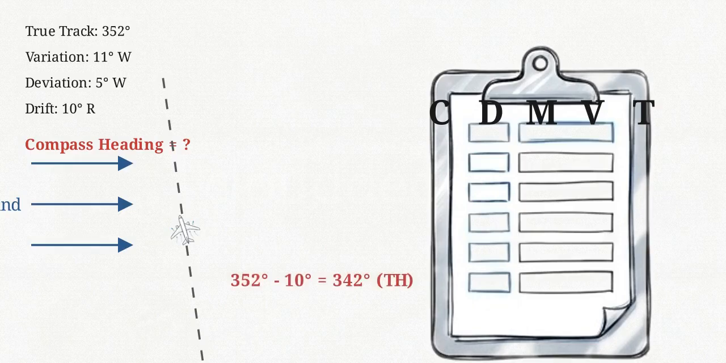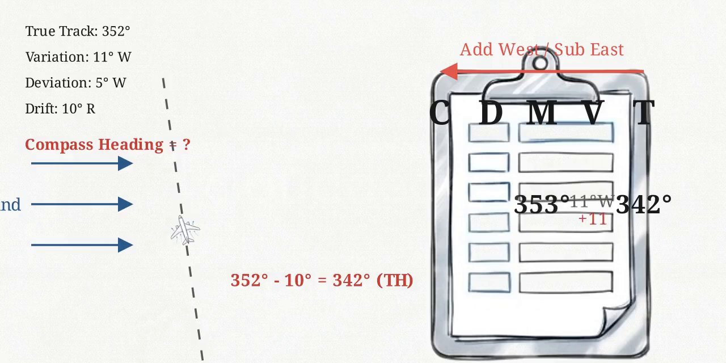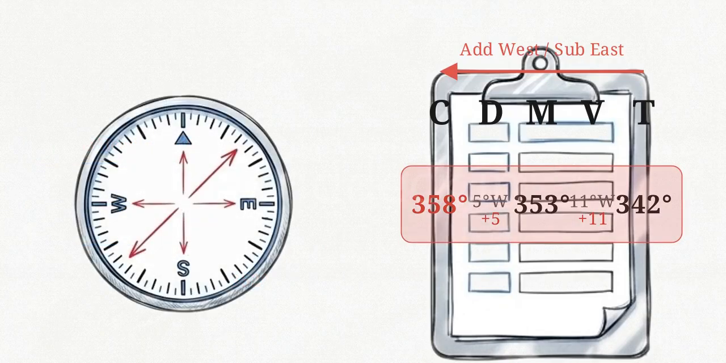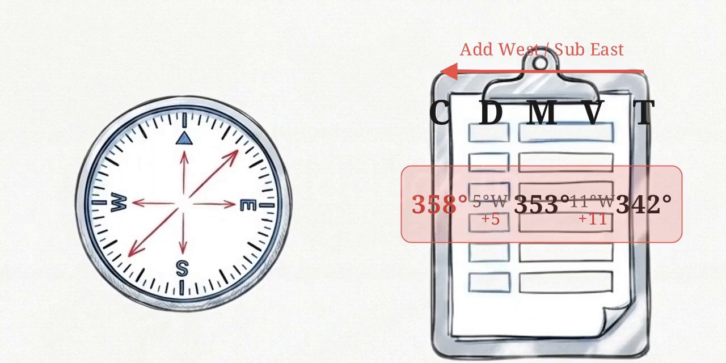Now we work backward through the sequence. Because we are moving right to left, from true to compass, we invert our math rule. We subtract east and add west. Our variation is 11 west, so we add 11 to 342, giving a magnetic heading of 353 degrees. Our deviation is 5 west, so we add 5, resulting in a final compass heading of 358 degrees. Following this exact sequence prevents the math errors that typically compromise exam scores when dealing with variation and deviation.